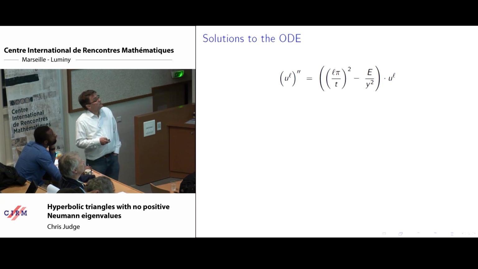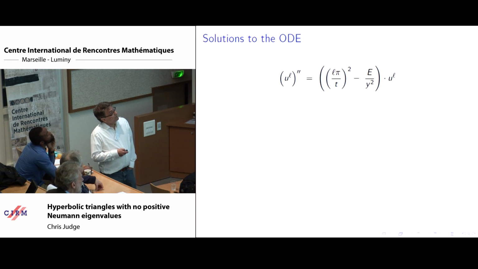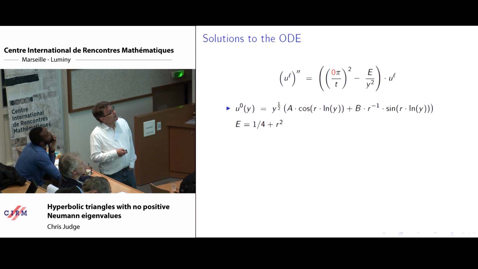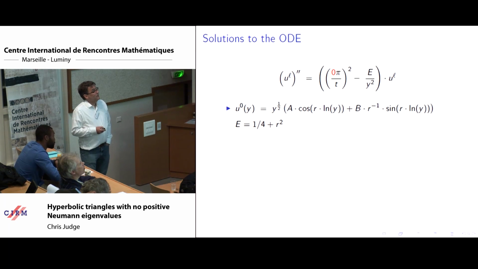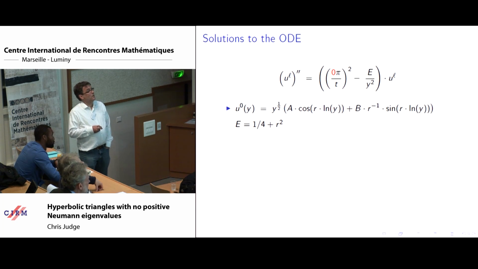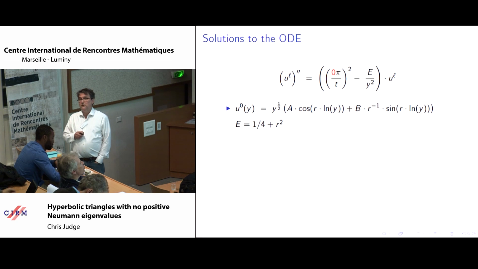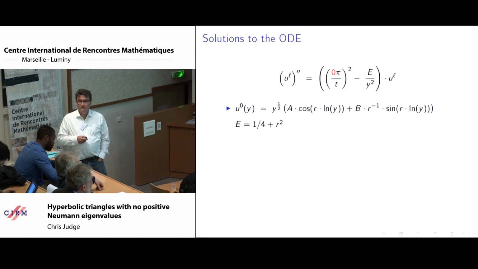Okay, so let's look at the solutions to this ODE. Let's look at what happens when L is 0. So L is 0, you can ignore this, and then you can explicitly solve and see that U0 looks like y to the 1/2 plus something oscillatory. Okay? And here E, the energy, the eigenvalue, is 1/4 plus R squared. So this is known to Selberg. I mean, this is what he used.